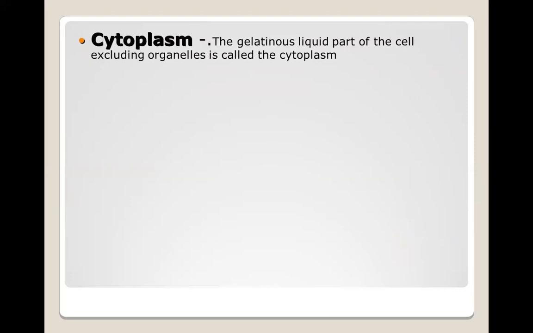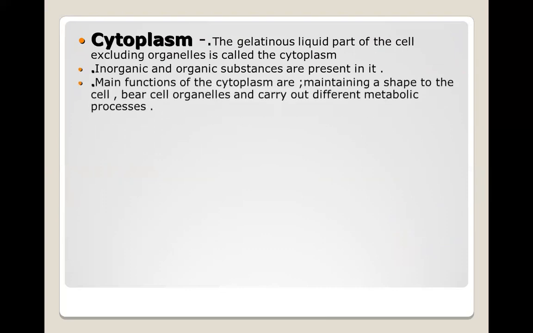Cytoplasm. It's a jelly-like substance, the gelatinous liquid part of the cell, including organelles. Inorganic and organic substances are present in it. The main functions of the cytoplasm are maintaining the shape of the cell, holding the cell organelles, and carrying out different metabolic processes.